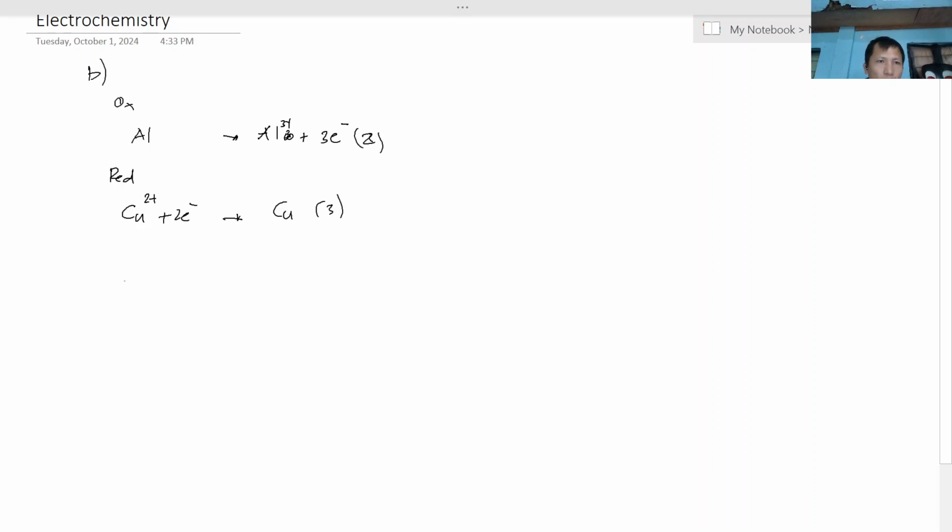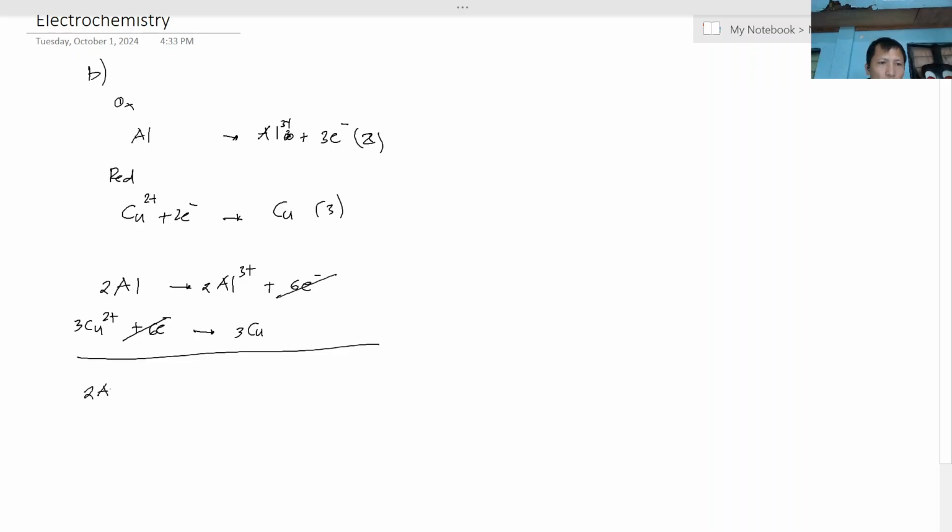So we start with 2 aluminum, then it proceeds to 2 Al3+, then you have 6 electrons. Next you have 3 Cu2+ and then plus 6 electrons. Then it goes to 3 solid copper. So you can sum it up. You can cancel the 6 electrons. Then you can bring down from oxidation to reduction.